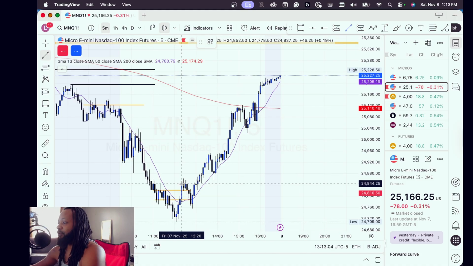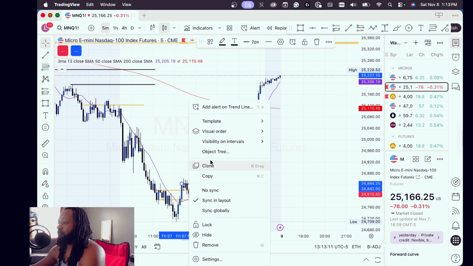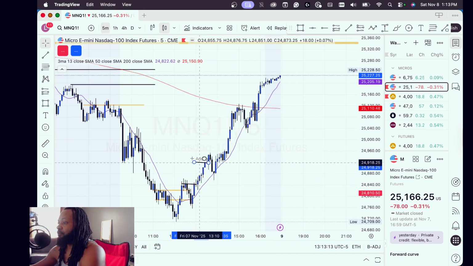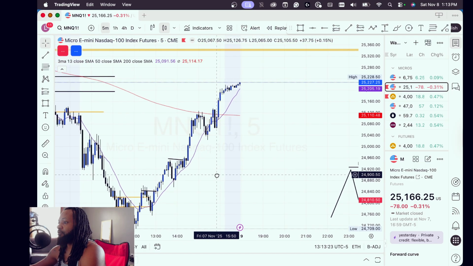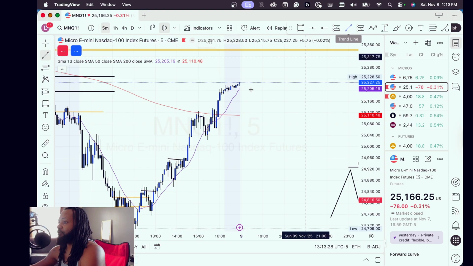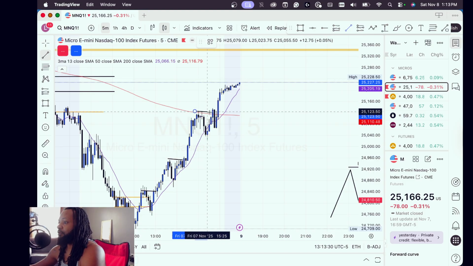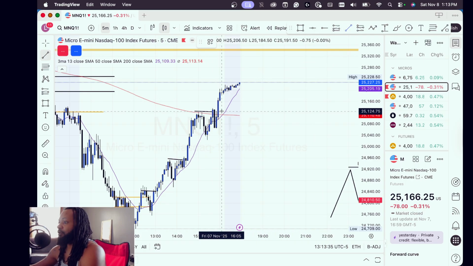Boom, break of structure. Let me just clone it. Break of structure. Yeah, break of structure. Come up, right here, break of structure. Let me just draw it, it's better. Break of structure. And you got another break of structure to the upside.